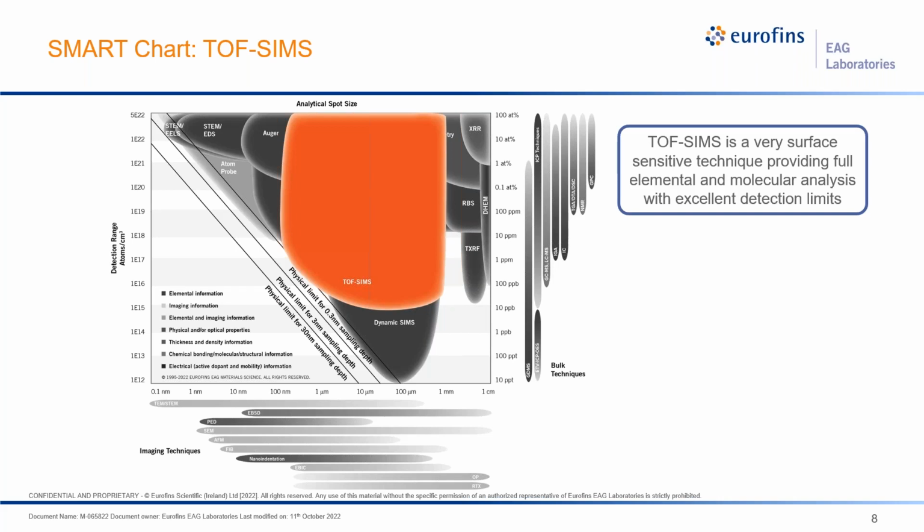TOF-SIMS can have a fairly small analysis spot size, micron level, and in certain cases, detection limits can be quite low, part per billion. It's a great technique for analyzing small, thin, and trace organics.